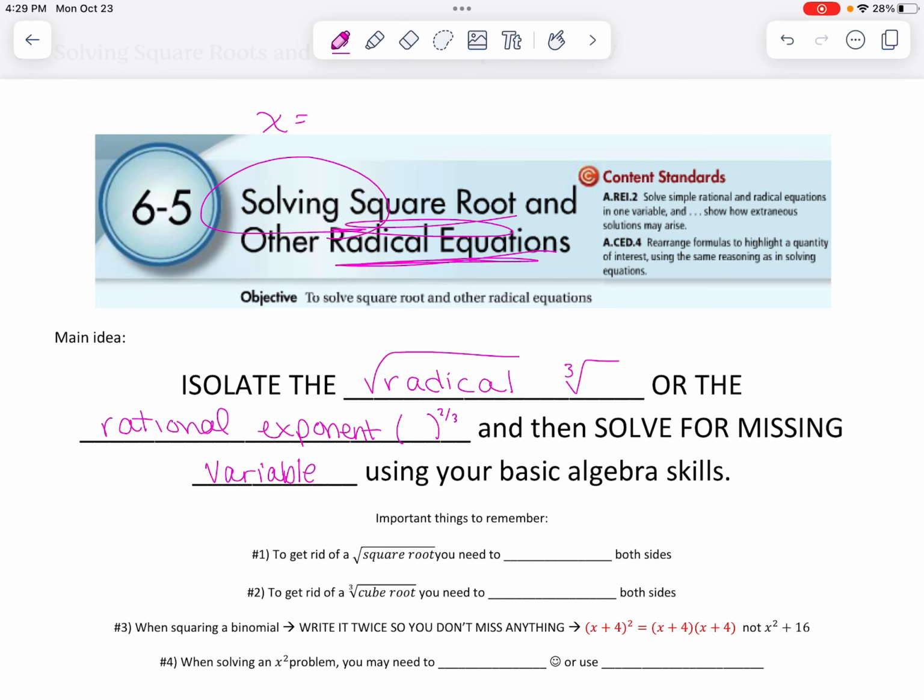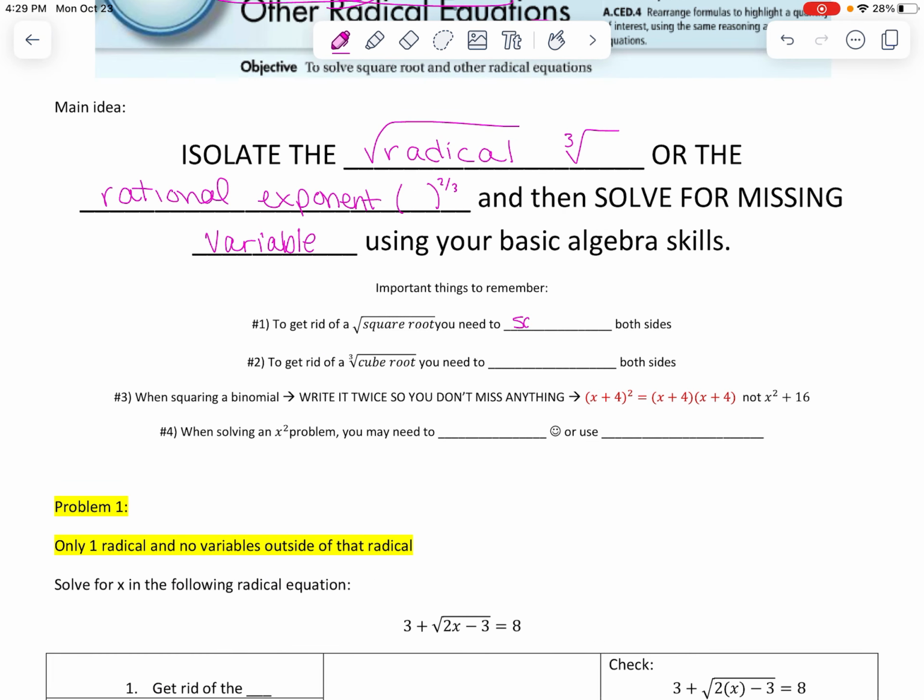Remember these important things. To get rid of a square root, you have to square both sides. To get rid of a cube root, you need to cube both sides. Also, I always call this the cardinal sin of math class: when you're squaring a binomial, please make sure you write it twice so you don't miss anything. For example, if you have x plus 4 twice, make sure you actually write it twice. Don't try to distribute a square into an addition problem. Last thing, when you solve for an x squared problem, you may need to factor. And if you really hate factoring, you might need to use the quadratic formula, which works all the time.